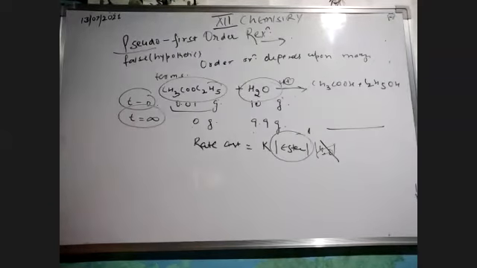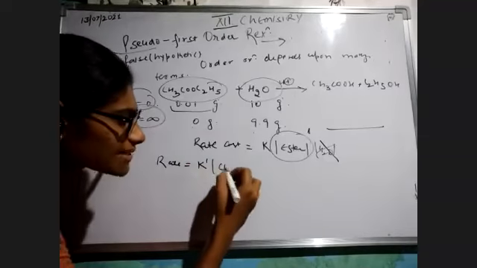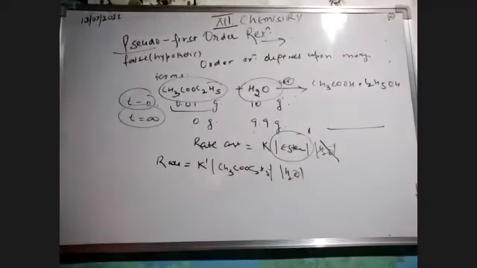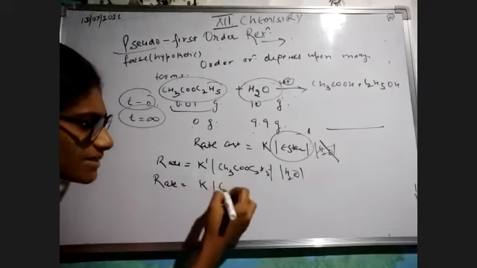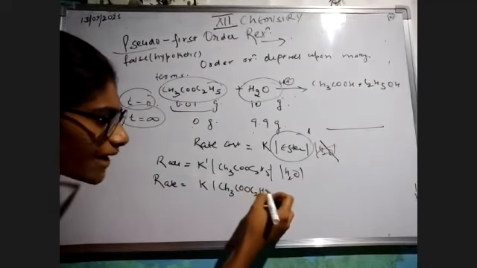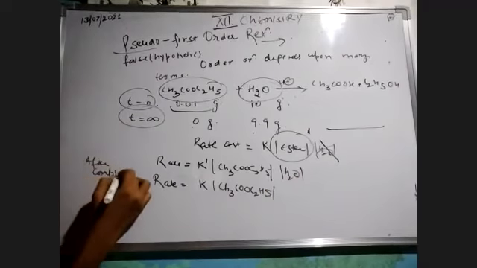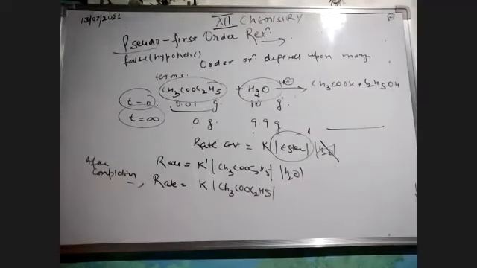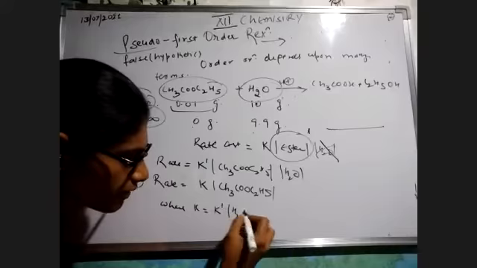Still, I'll give just one simple example for it. The rate equals K dash ester and water. Then my final rate would be K CH3COOC2H5 after completion. Now the point arises why I have written K dash. The query will be solved right now, because we have put K equals K dash water.